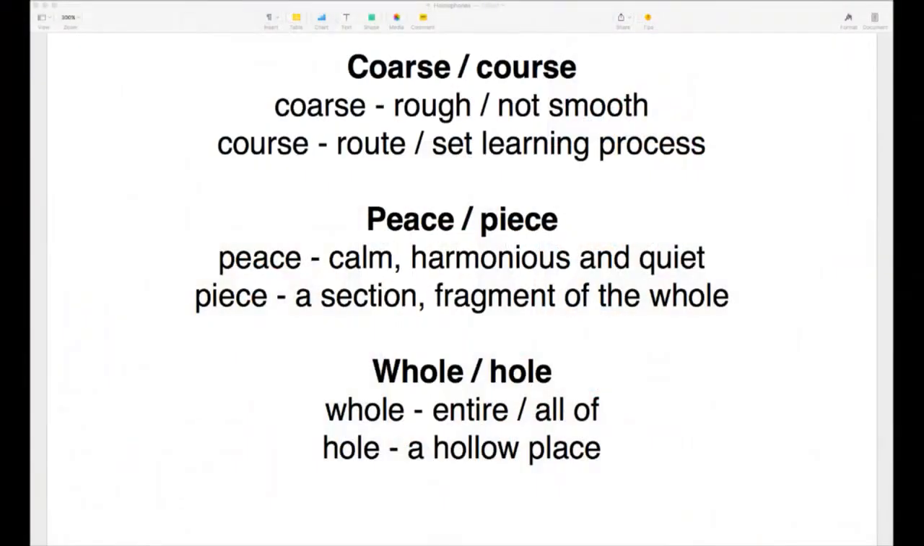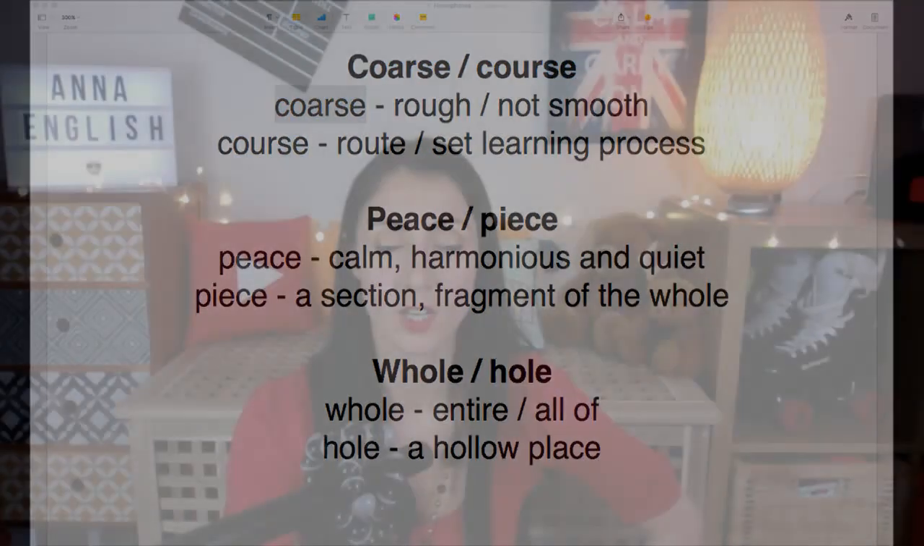So the next homophone is coarse. Coarse. And we have two versions here, coarse and course. This version of the word means rough, or not smooth. So if I had a beard, and that means to have hair on my face, it would be strange because I'm a lady and ladies generally don't have beards. Some do, but usually a beard is something a man has.